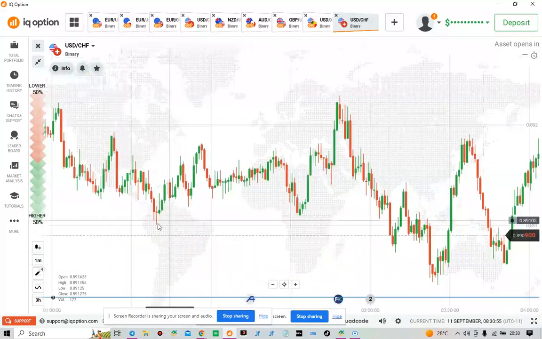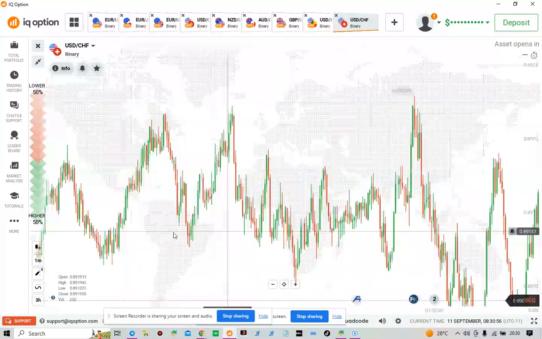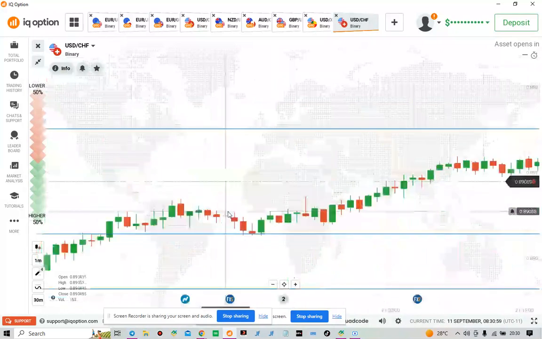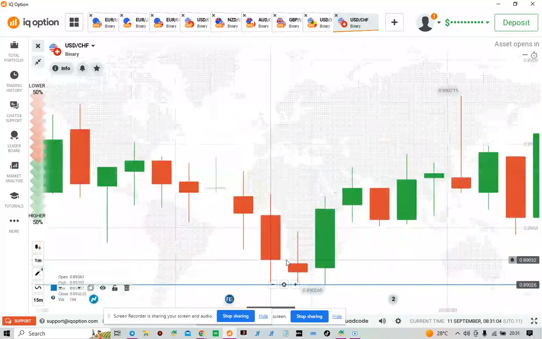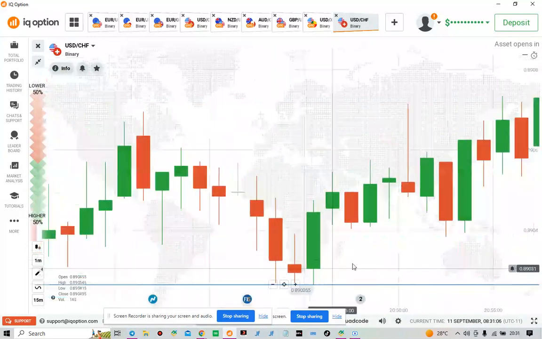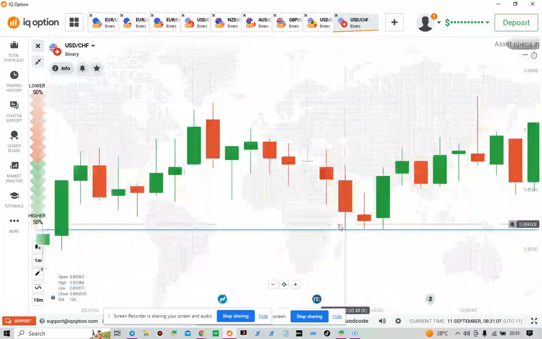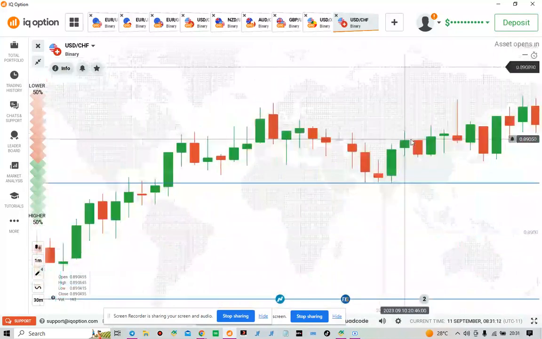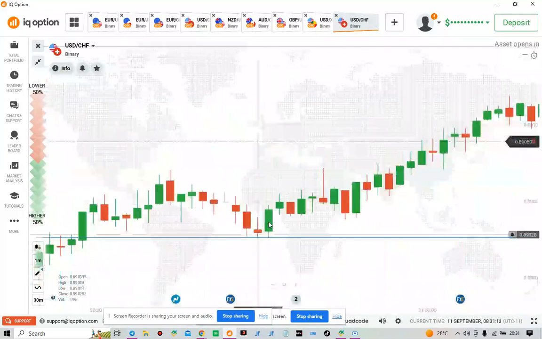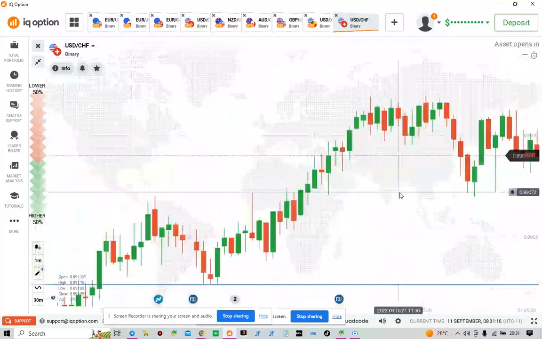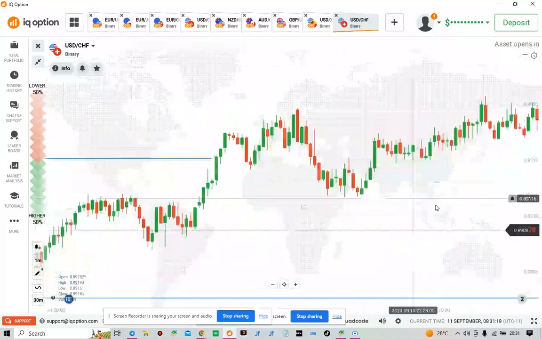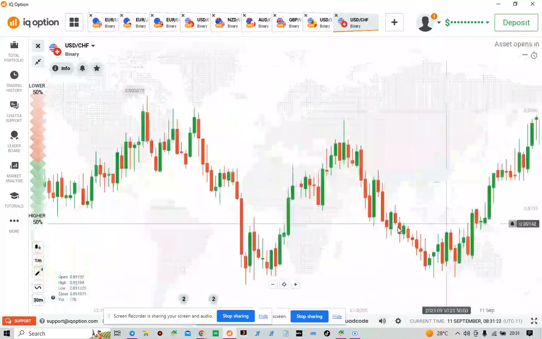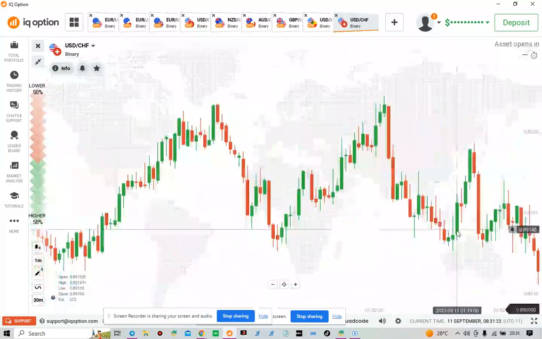Let me adjust the line. I'm going to place the line at the wick, at the shadow. That is the lowest point the price reached before reversing to the upside. So any price below the lowest point is going to reverse the market. When I draw the line perfectly, I now move to the current price action.